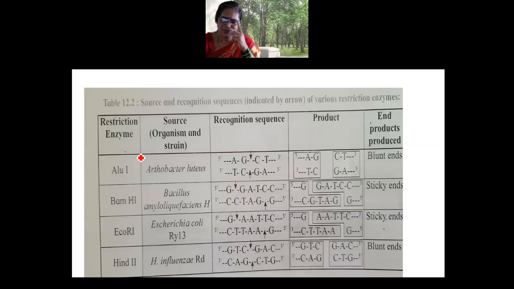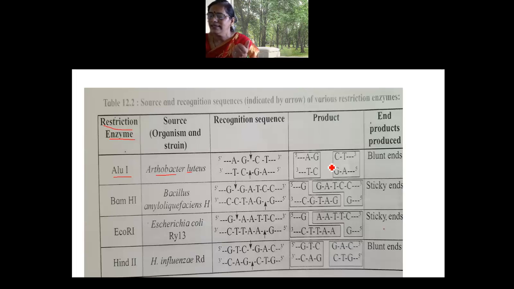There are different examples of these enzymes. AluI is a restriction enzyme from Arthrobacter. A stands for the first letter of the genus, and Lu stands for the two letters of the species. The recognition sequence is A G C T. We will learn what the recognition sequence is. Then the product is produced like this, and here blunt ends are produced, not sticky ends. What is the meaning of sticky ends and blunt ends? We will see.